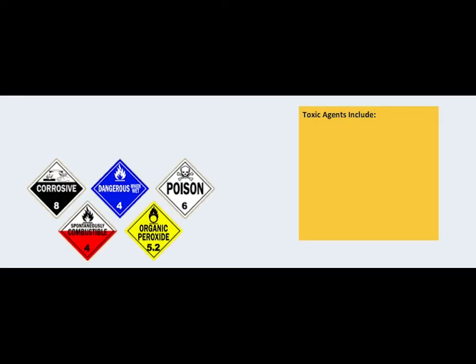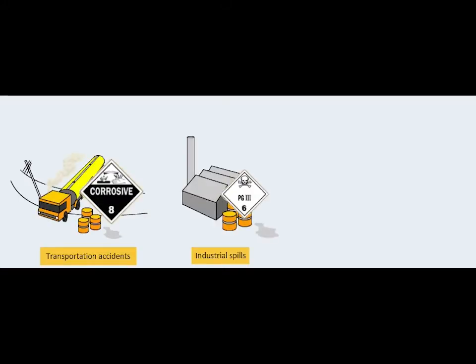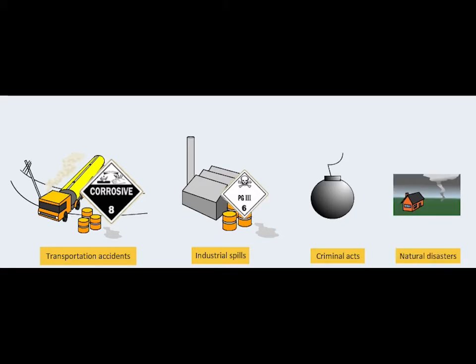Contamination can occur in a variety of ways from a diverse group of toxic agents. Household cleaners and industrial chemicals, pesticides and herbicides, petroleum products, biological hazards, and radioactive materials are some examples. The most common cause of contamination is human error, especially during the handling and storage of these materials at fixed facilities, such as a residence or workplace. Contamination can also occur from transportation accidents, industrial spills, criminal acts such as illicit drug manufacturing, and natural disasters.